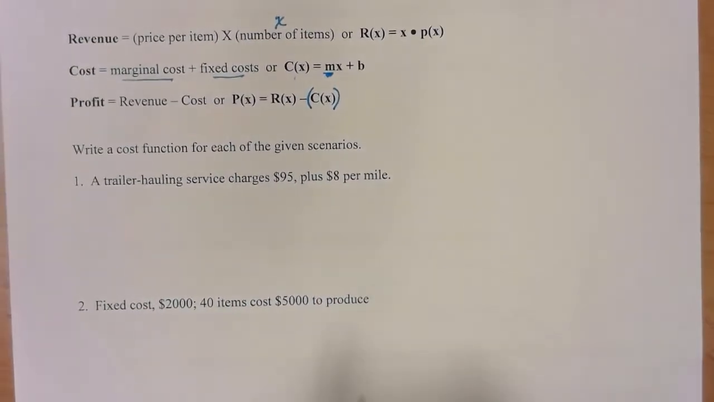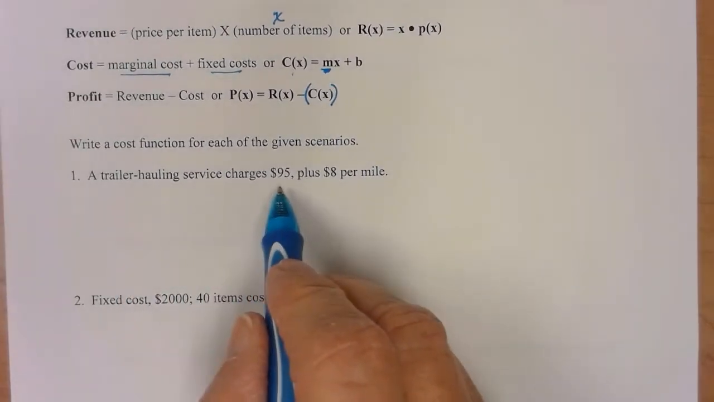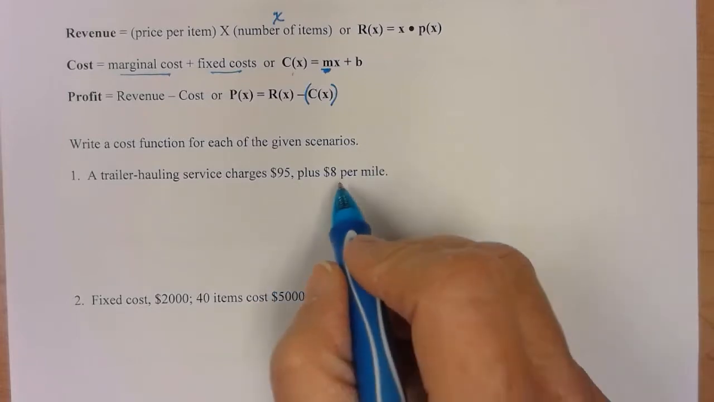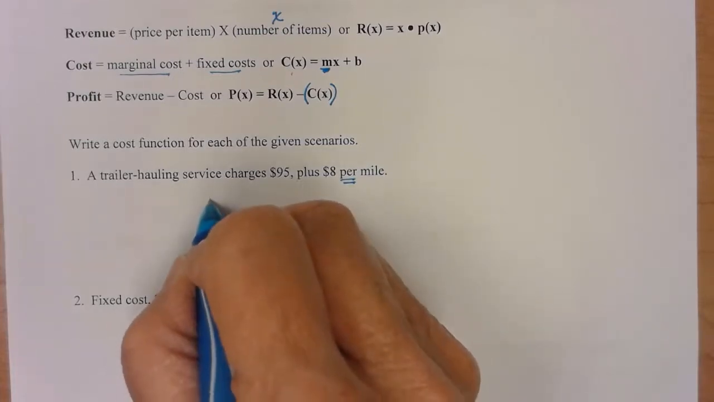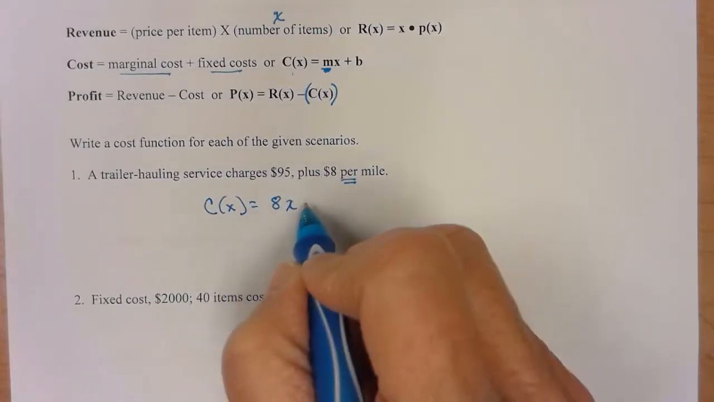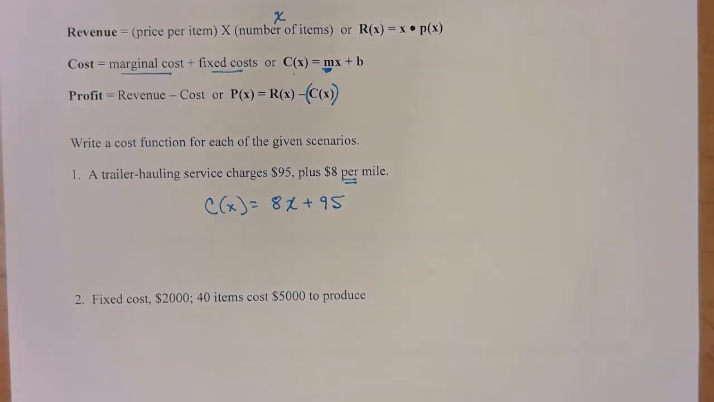So in these next problems, they ask us to write a cost function for each of the given scenarios. So a trailer hauling service charges $95 plus 8 cents per mile. Anytime you see the word per, that is giving you the indication that for every mile you've got 8 cents, and that would be the one that changes depending on mileage. So my cost here, I've got 8x plus 95, and that would be my cost function.